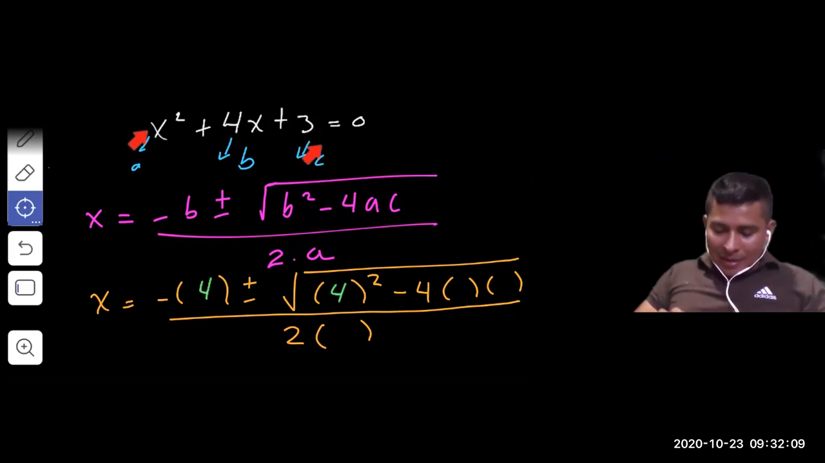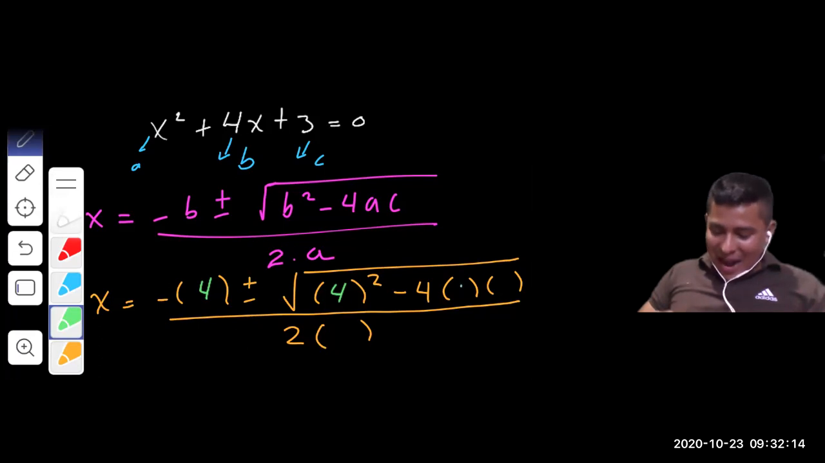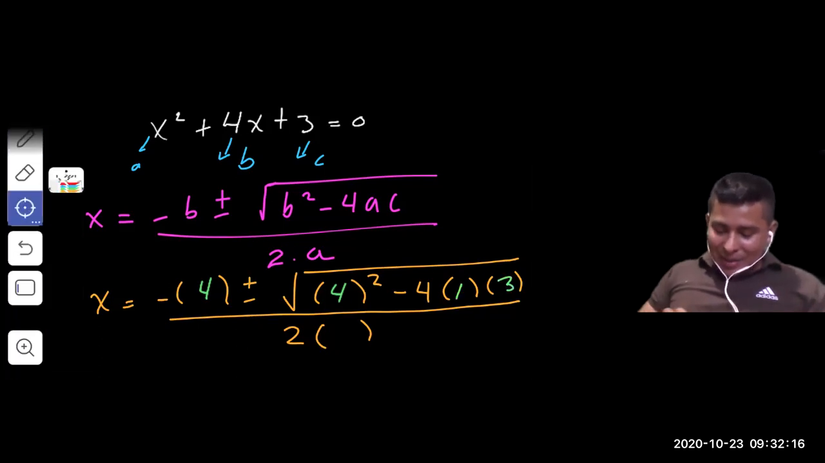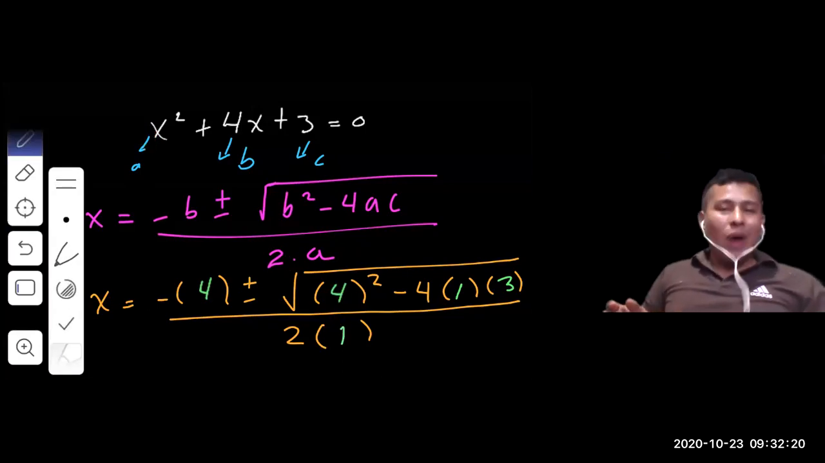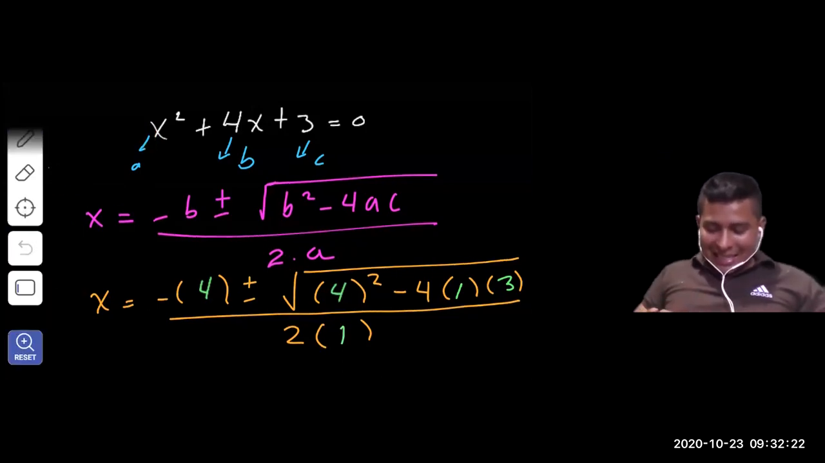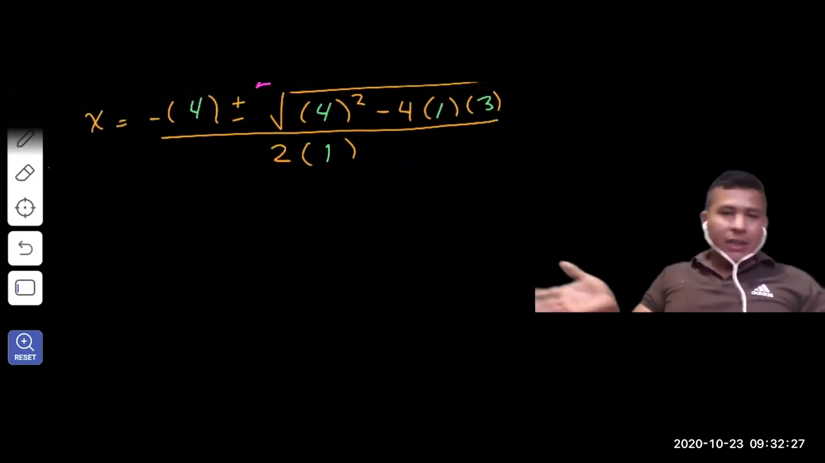1, 3. Excellent. You got it right. 1, 3. And in the denominator, we have A again. That is this number, 1. Excellent. Okay, guys, now with this information, we only have to add squares and all of that.